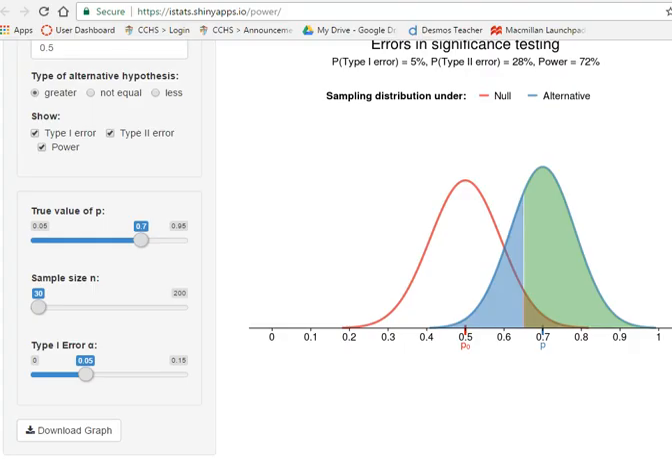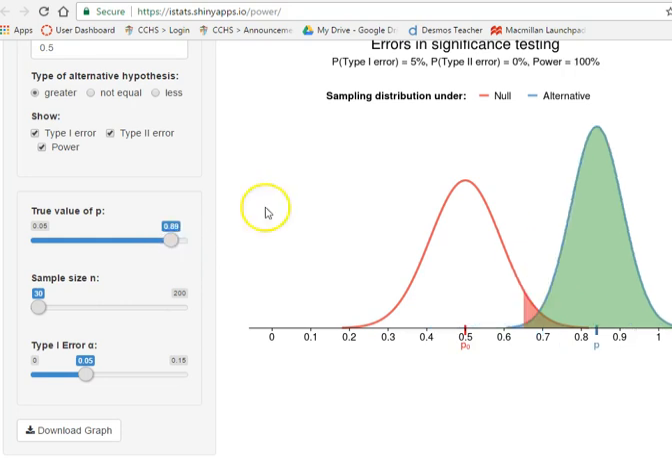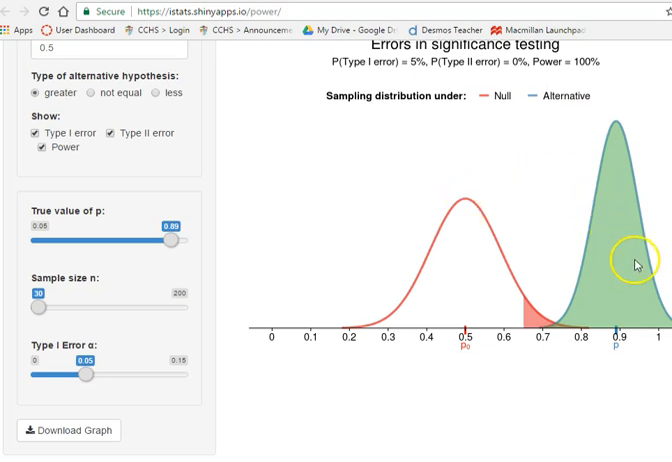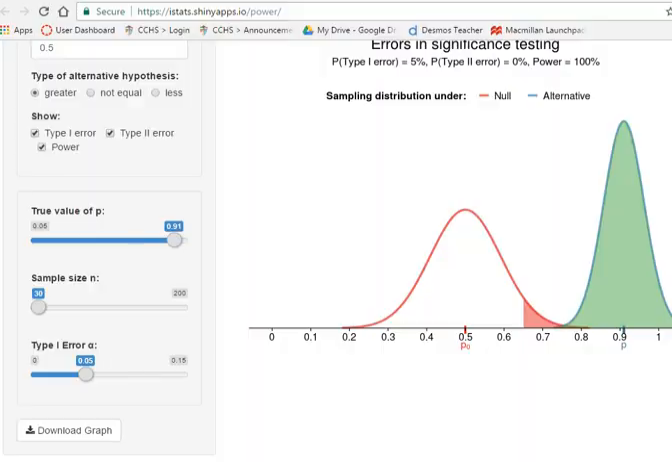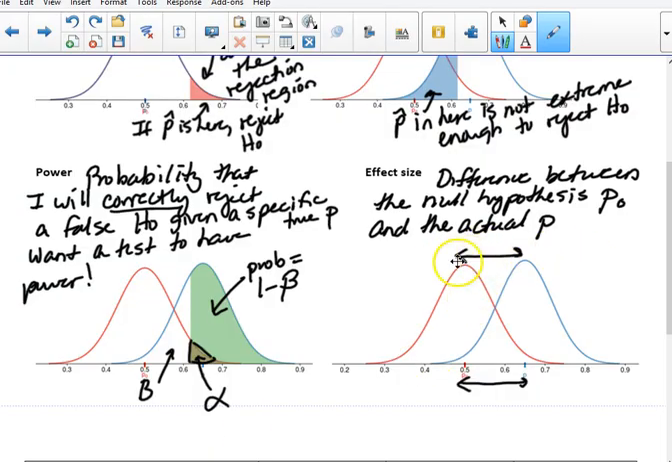Okay, last terminology I want to talk about is effect size. Effect size is the difference between the actual probability and the hypothesized probability. So notice that if I were to make that difference bigger, if the effect size were bigger, that power increases because it is easier to detect the difference between the true and the false when they are far apart. If they are close together, it is very difficult to detect the difference because there's so much overlap. So notice how power has gone down, but when we increase effect size, power goes up greatly. So the effect size is the difference between the null hypothesis P sub 0 and the actual P.